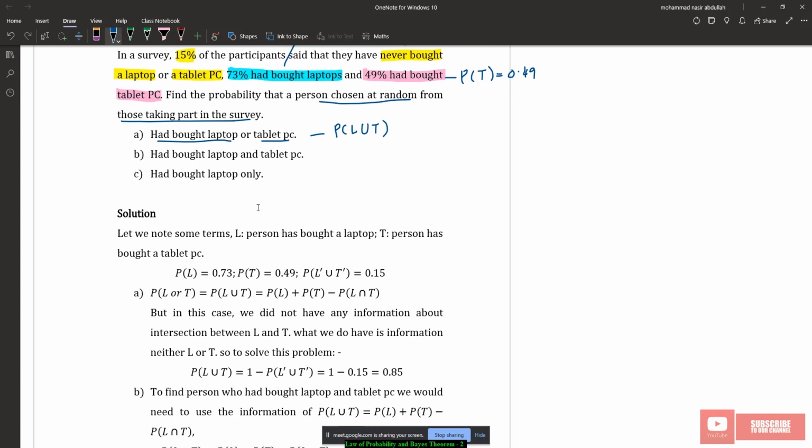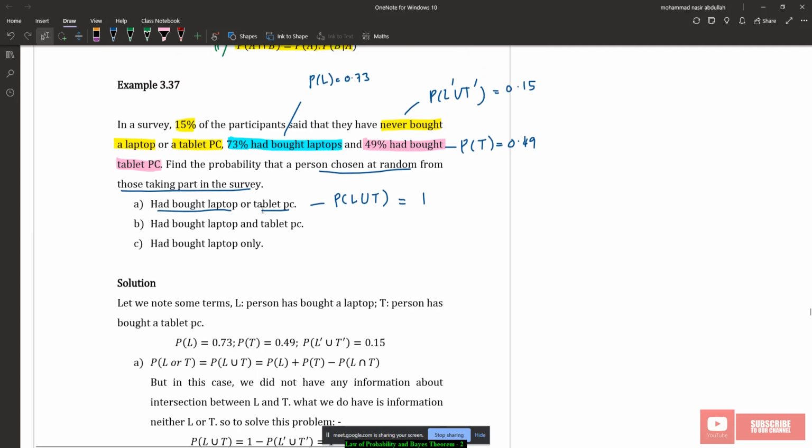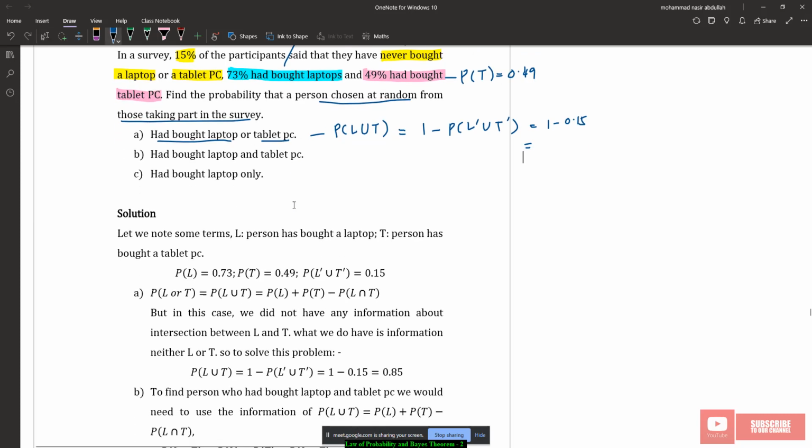So by using the complement rule, right? We already know the probability of not buying a laptop or not buying a tablet PC. So it is 1 minus probability of L complement union T complement. So it should be 1 minus 0.15, then it should be equal to 0.85.